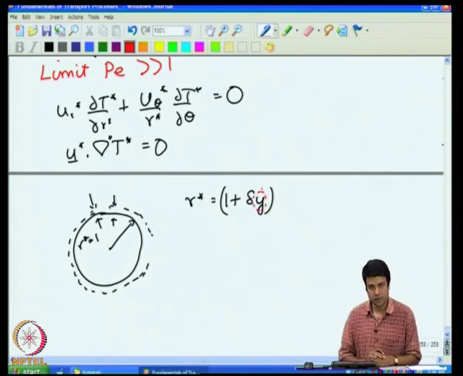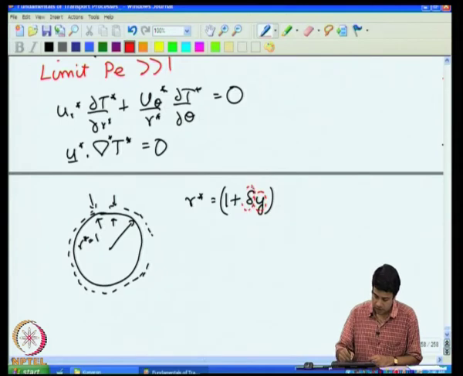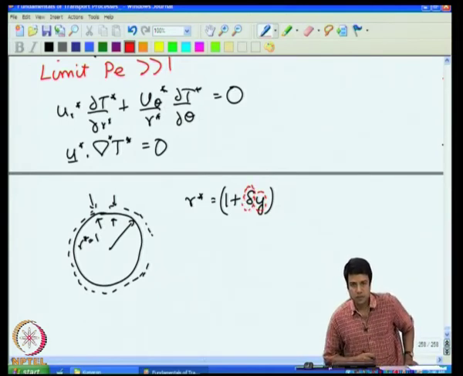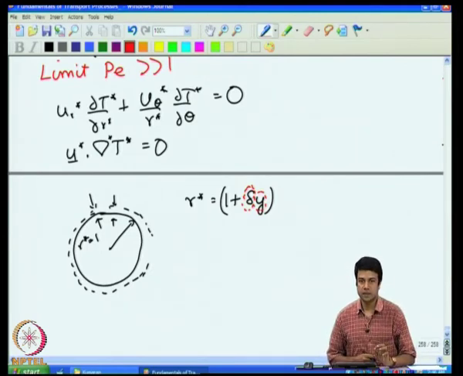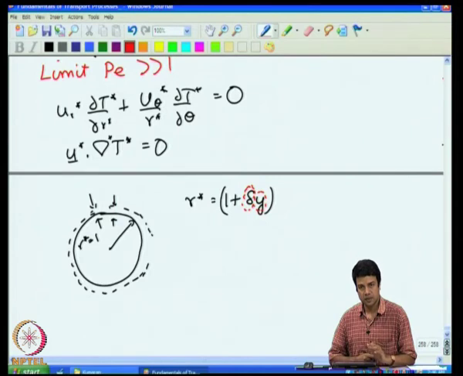Y is the scaled variable that I will use for differentiation and delta is the boundary layer thickness. Y I will assume is order 1. It remains finite in the limit as Peclet number becomes large. Delta becomes smaller and smaller as Peclet number becomes larger and larger, in such a way that delta times y gives me a region near the surface of the sphere where there is a balance between convection and diffusion. So, it is important to note that y is a scaled coordinate which continues to be order 1. The effect of heating from the sphere is non-zero when y is of order 1. Delta is a length scale that is going to go to 0 as the Peclet number becomes large.